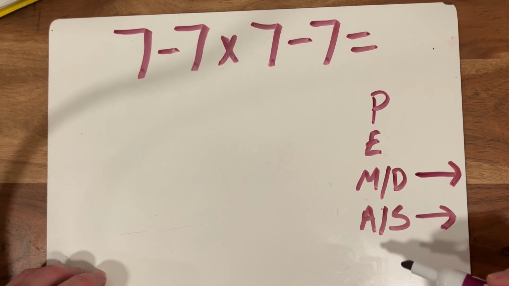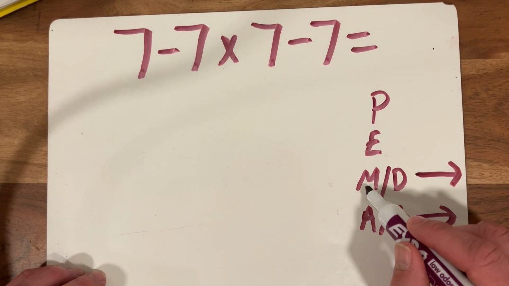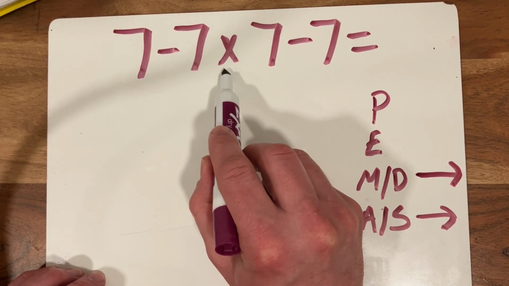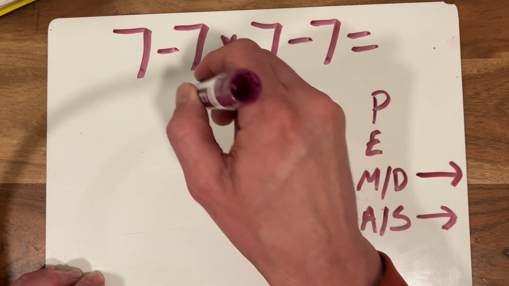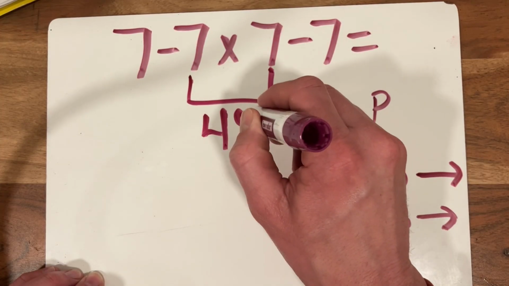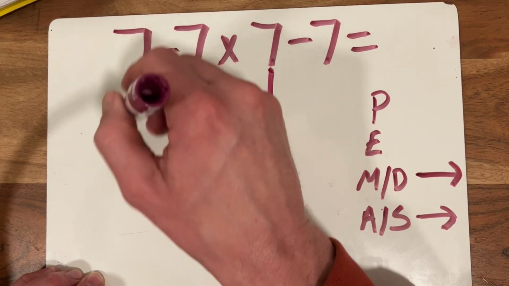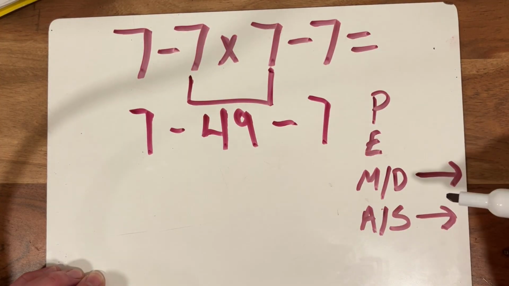So let's get started. There's no parentheses. There's no exponents. Multiplication, we have it right here. So this is where we're first going to start. Negative 7 times 7. Bring that down, and that's going to give us 49, and negative 49. We'll bring down that 7. Bring that 7 over here.